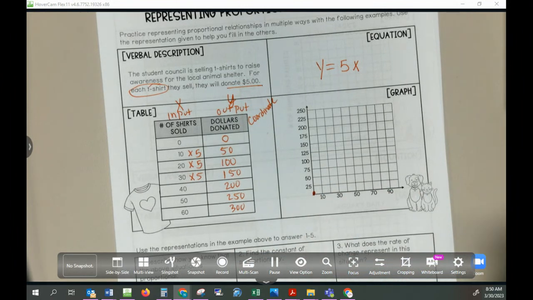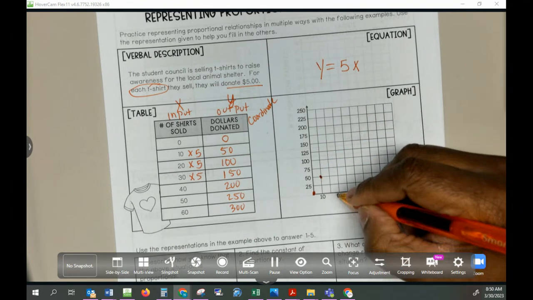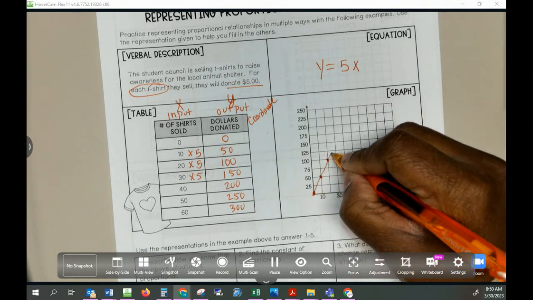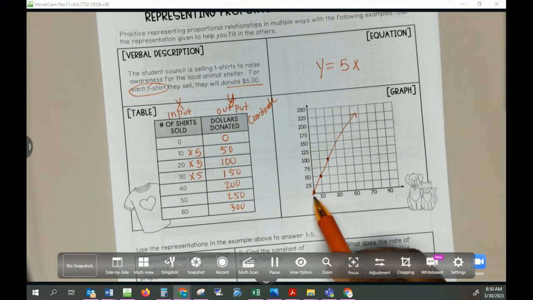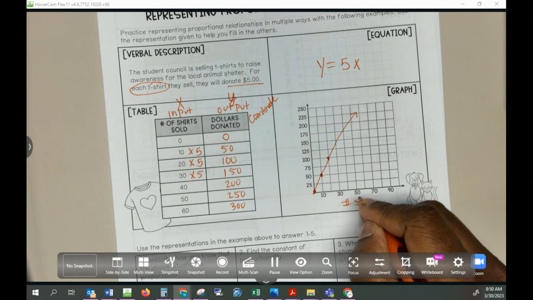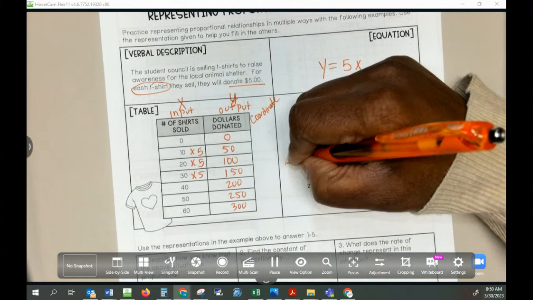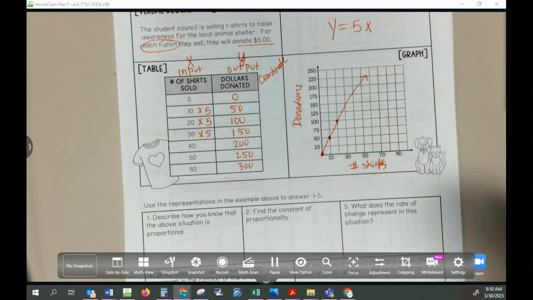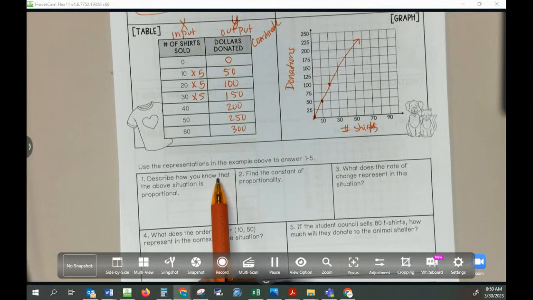So I would plot 0, 0. Then 10, 50. So at 10 shirts, I can go to 50. At 20 shirts, I can go to 100. And remember, you only need a couple of dots to be able to connect the dots to know that you're going to just keep going. And it should be proportional because it goes through 0, 0. Because these are the number of shirts, and this is the money for the donations.